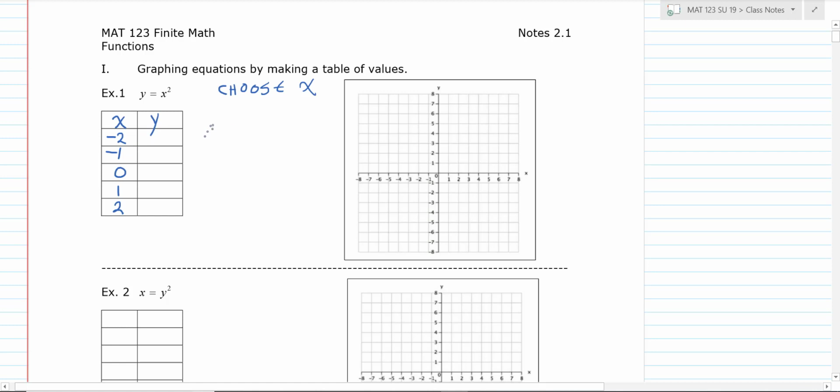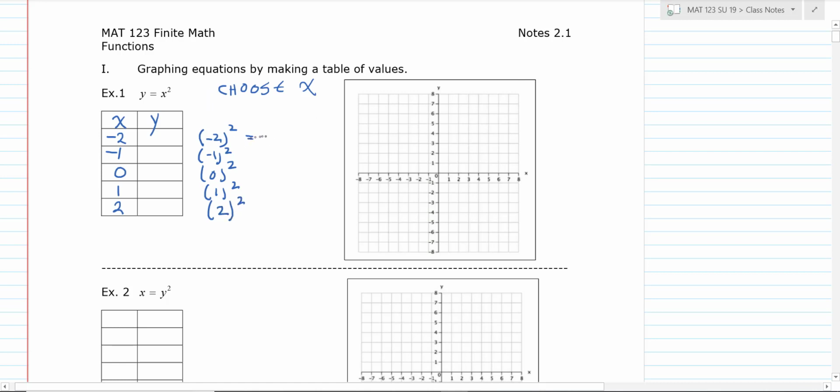All right. So here's what we're going to do next: we're just going to do y equals x squared. So we do negative 2 to the second. We're going to work negative 1 to the second out. 0 to the second, 1 to the second, and 2 to the second, okay?